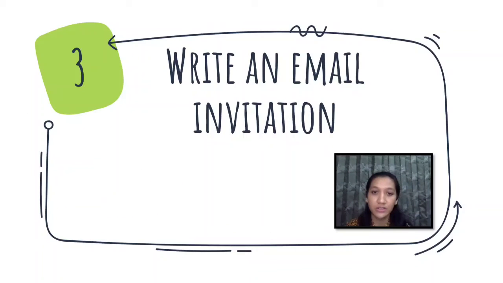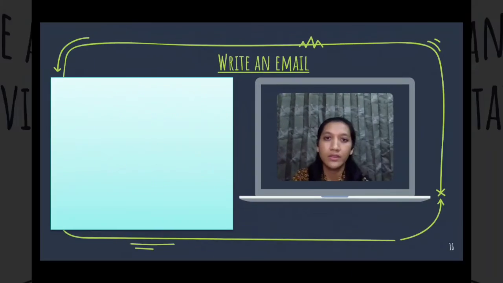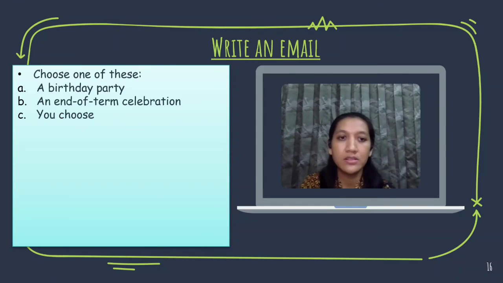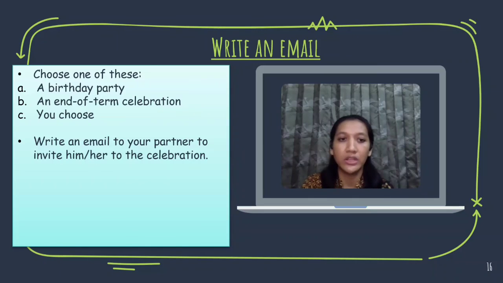After you understand the features of invitation and know how to express a future plan, this is the time for you. I will give you a writing assignment. You are going to write an email invitation. Here are the details. You will choose one of these. First, a birthday party or an end of term celebration, or the third one, you can choose your own. Next, write an email to your partner to invite him or her to the celebration.